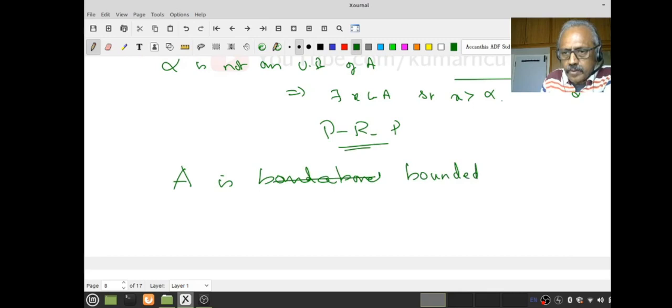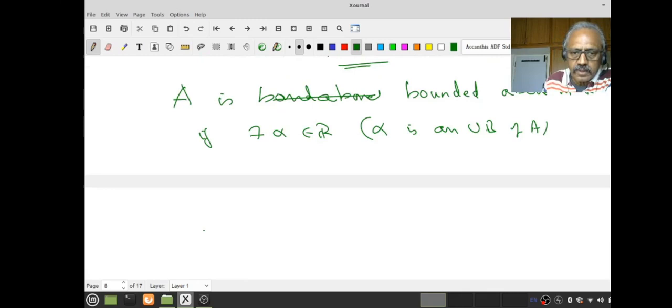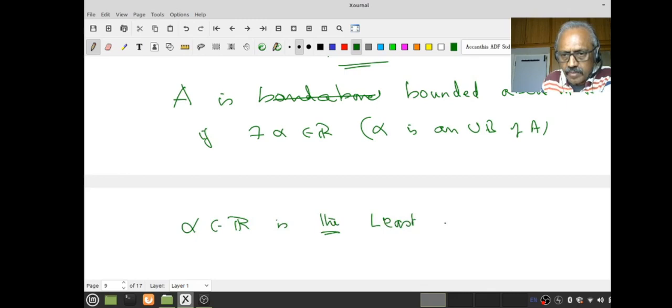In R, if there exists alpha in R such that alpha is an upper bound, right? So the most important thing is the so-called LUB. I say a real number alpha is the LUB, and this is unique. I will not try to prove it here. You have to look at my videos or book.